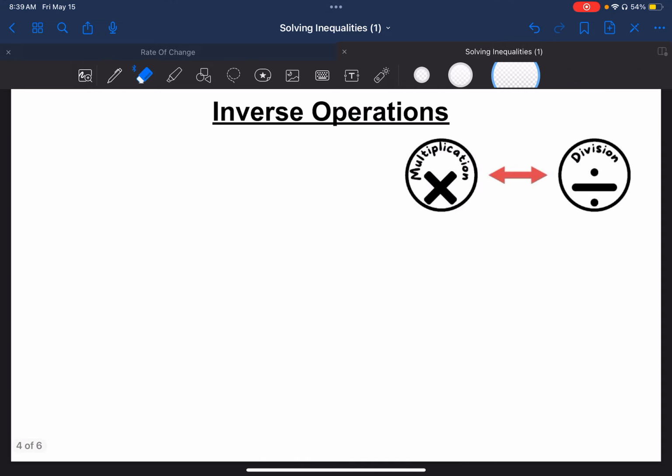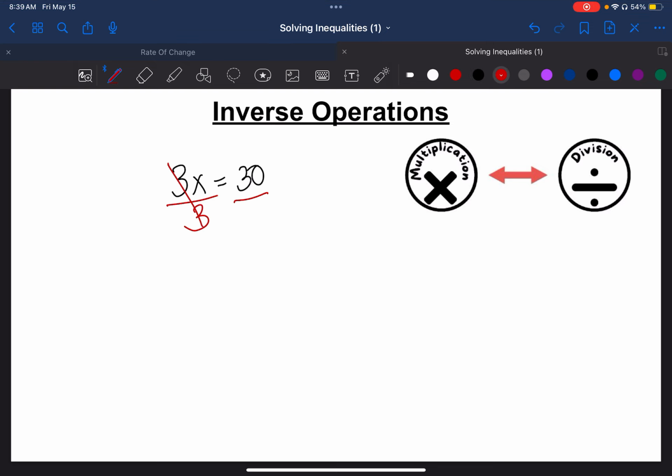Then when it comes to multiplication and division, something very similar happens. One key misconception is realizing that when you have something like 3x equals 30, when you have a number and a letter together like this, it means multiplication is going on. So to undo the multiplication, we now have to divide by 3. And then you would divide by 3 on the other side as well to keep balance. So we have x equals 10.